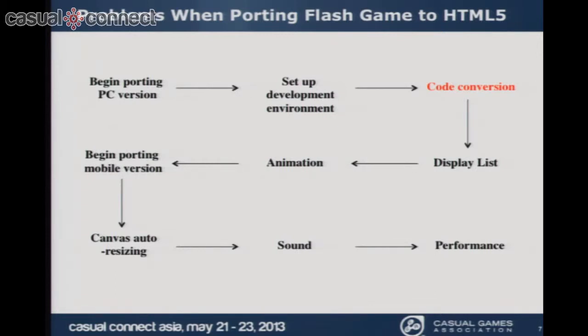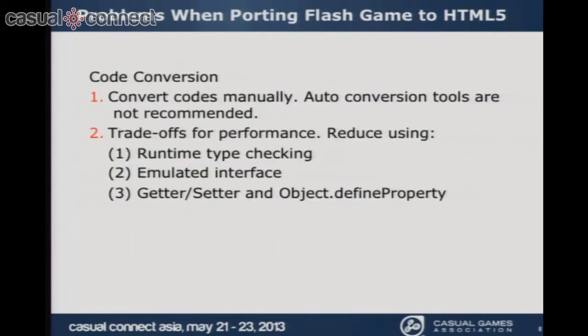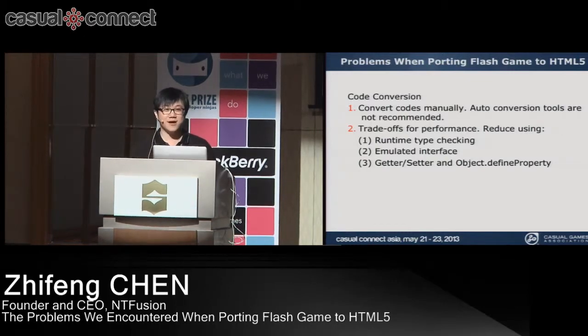We begin to convert the code from ActionScript to JavaScript. In HTML5, most of the logic uses JavaScript. ActionScript and JavaScript both come from ECMAScript, so they are very similar. The first recommendation for code conversion is to convert the code manually, not to use auto conversion tools, because they are similar. It is not that hard to convert ActionScript code to JavaScript code, and it is an opportunity for you to look into the code and make some more optimizations.